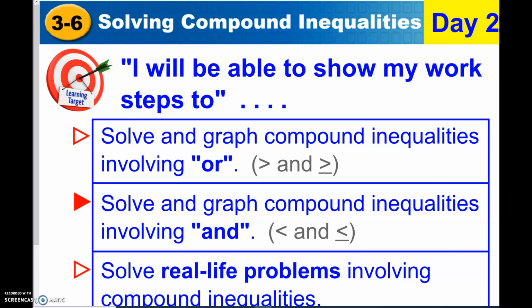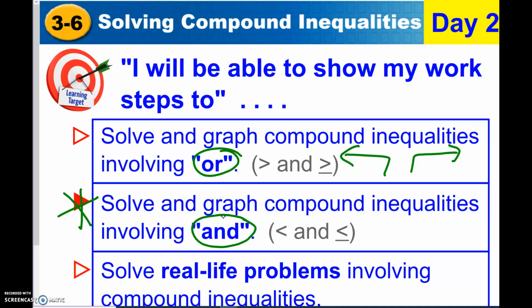So the learning target last time we met was solving and graphing compound inequalities with the OR. And if you recall, when we did the OR, things were graphed and they went out. Okay, that was an OR solution, called a union, which is another vocab word that we used. Today, what we are going to be doing is solving and graphing compound inequalities with AND.